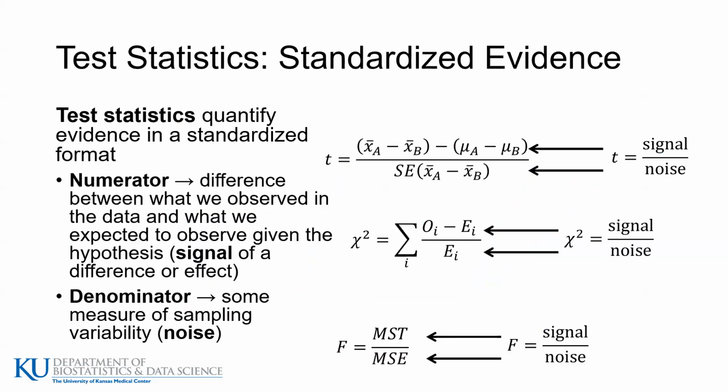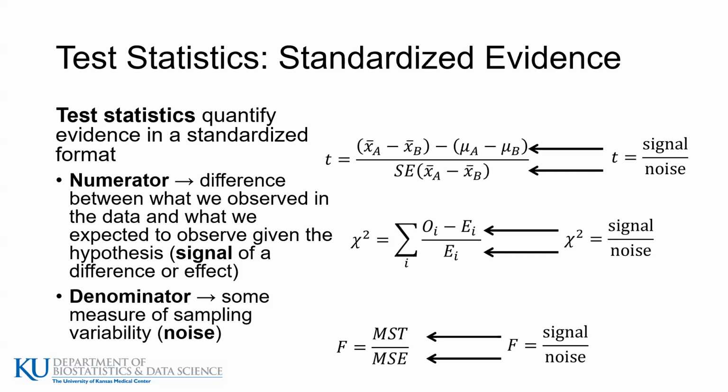So again, as a reminder, a test statistic quantifies the evidence in some standardized format, where the numerator is the difference between what we did observe and what we would have expected to observe given the null hypothesis, or the signal of the difference or the effect, while the denominator is some measure of sampling variability, or the noise.